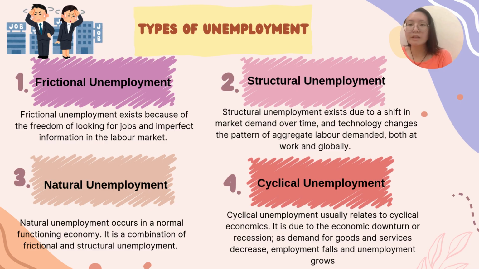Unemployment can be categorized into four types. The first is frictional unemployment. Frictional unemployment exists because of the freedom of looking for jobs and imperfect information in the labor market. In the economy, frictional unemployment is unavoidable and its period of time is relatively shorter than structural unemployment. For example, some workers will voluntarily move from low-paying to higher-paying jobs.